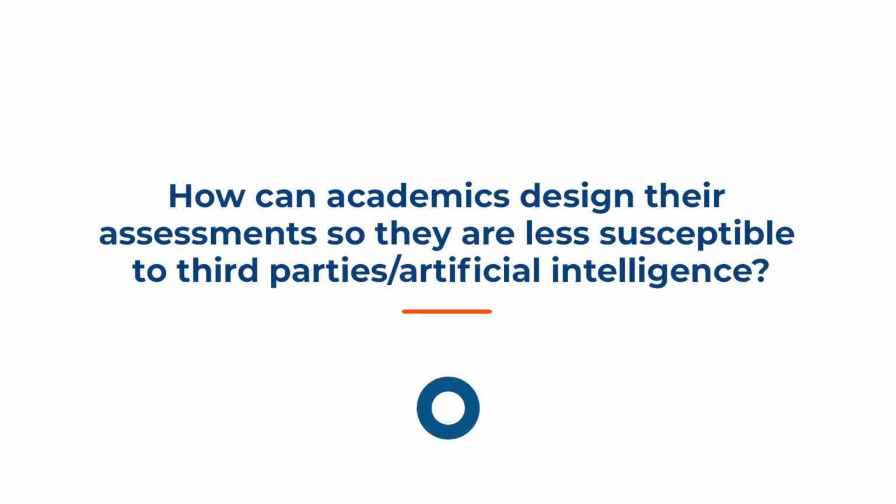So you would have those kind of things built into your criteria for assessment, or you should build those into your criteria for assessment. And then you can refine the levels of those criteria from basic understanding up to very, you know, highly eloquent understanding in argumentation, as you structure a new curriculum or a new piece of assessment. How can academics design their assessments so that they're less susceptible to third parties or maybe even artificial intelligence answering the questions rather than the students?